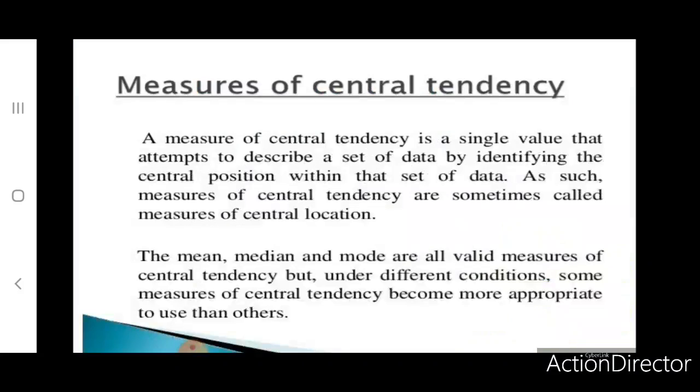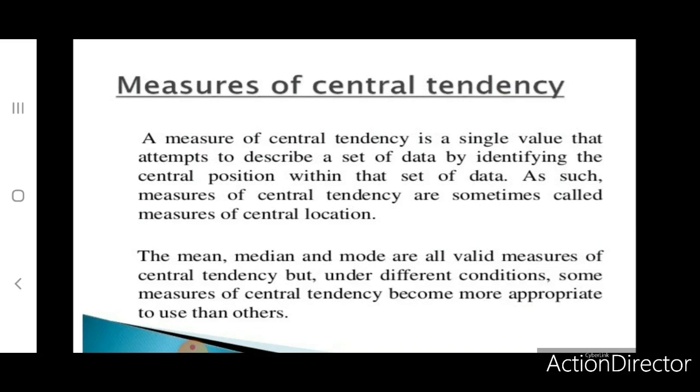Now the next one is measures of central tendency. A measure of central tendency is a single value that attempts to describe a set of data by identifying the central position within that set of data. Measures of central tendency are sometimes called measures of central location.